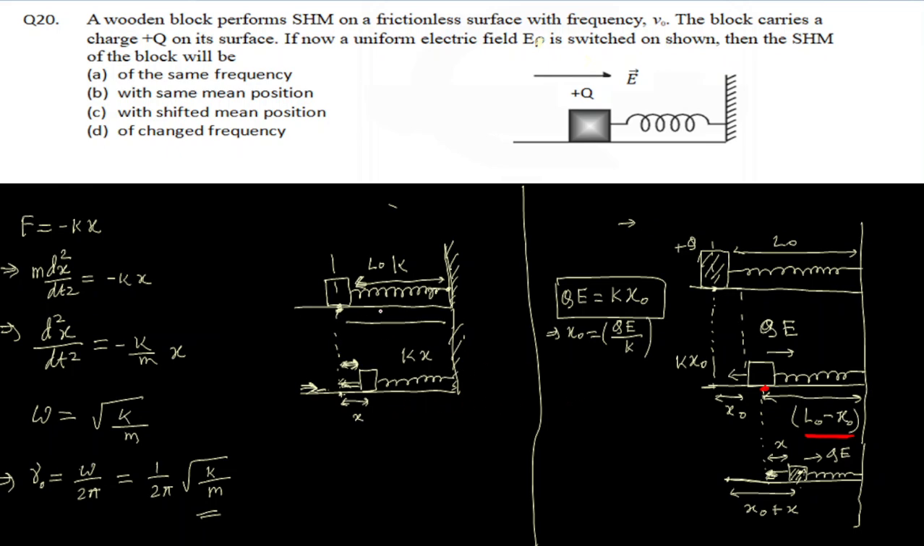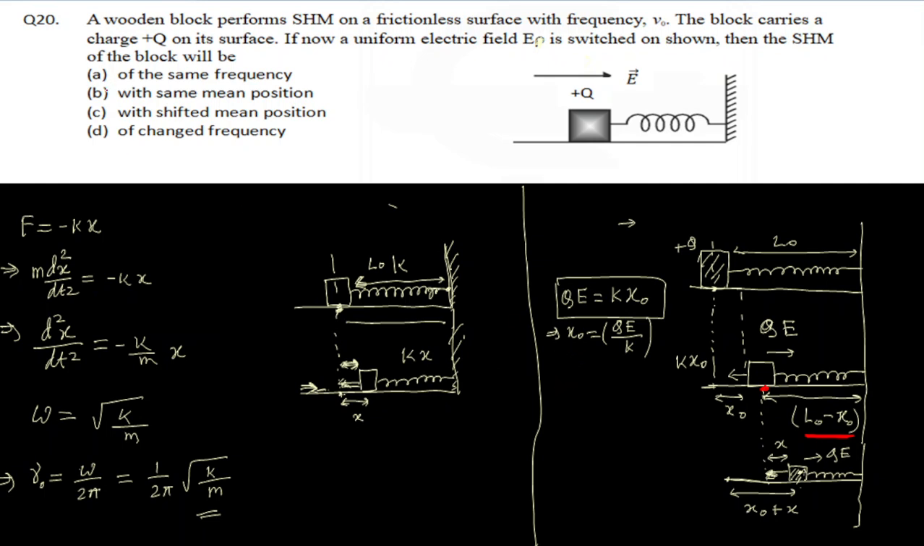In the first case, the mean position was at a distance L naught from the rigid wall, but in the second case, after applying the external electric field, the new equilibrium position will be at a distance L naught minus x naught, which is less than L naught. So we can say that the mean position will shift, but the angular frequency or oscillation frequency in both the cases will remain the same.